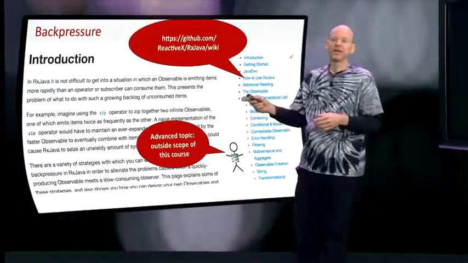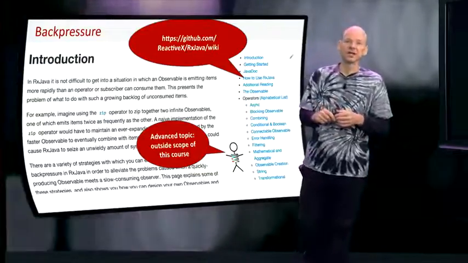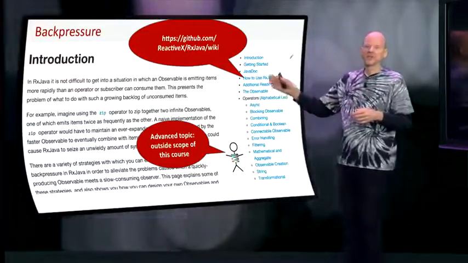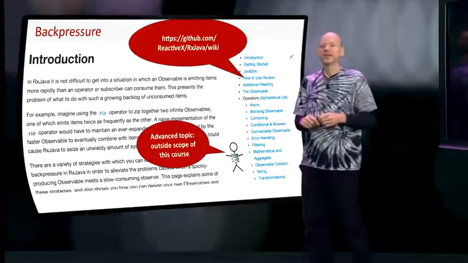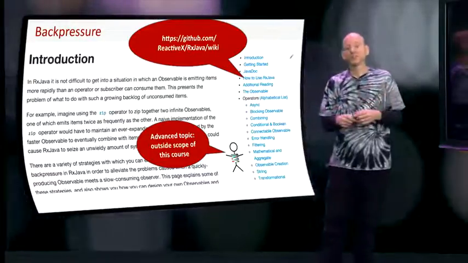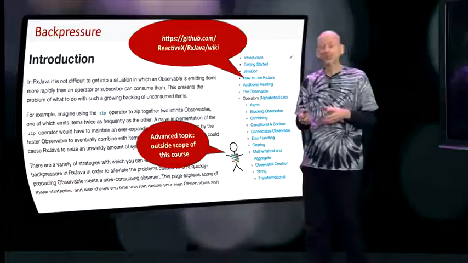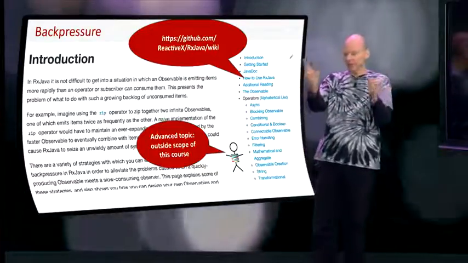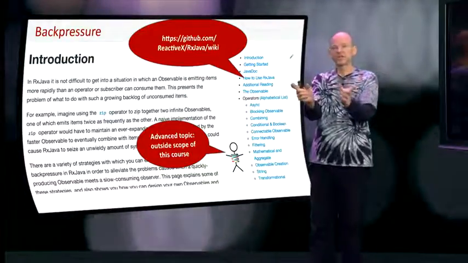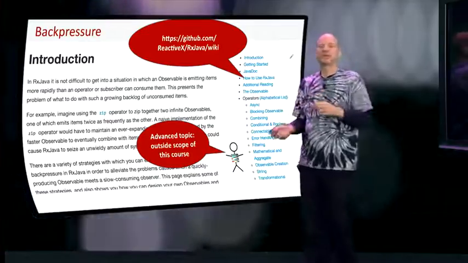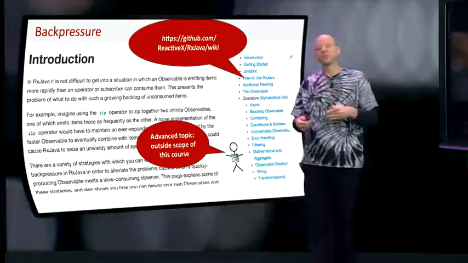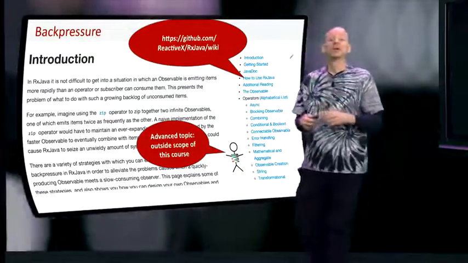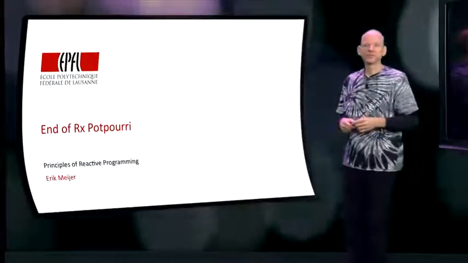All right, and you can also go to the Rx wiki, and there's a whole section that explains all the strategies that you can use to do back pressure. So that's the case where the consumer and the producer are decoupled and don't run at the same speed, and you want to prevent buildup of unlimited internal buffers.